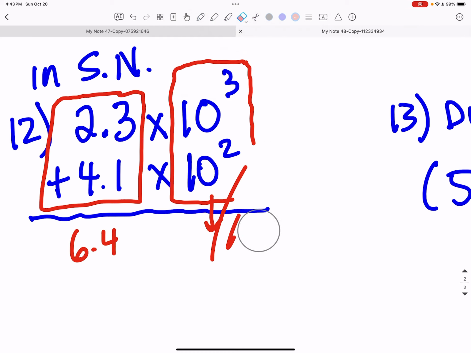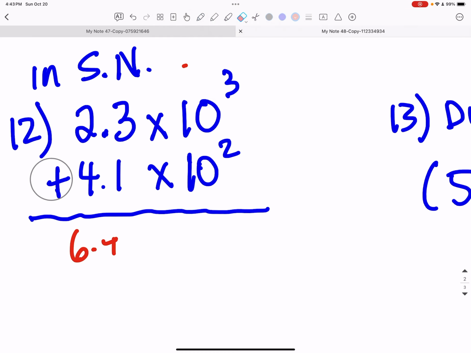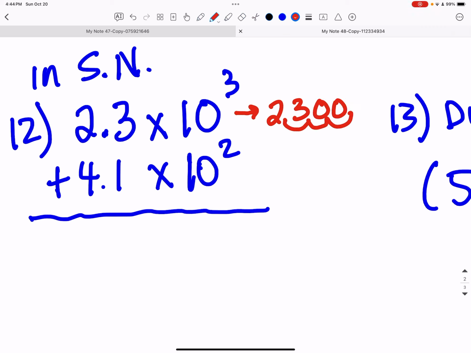I have to take the long cut. And the long cut means turn them into normal numbers. So 2.3 times 10 to the 3rd, I move the decimal over 1, 2, 3. This is 2,300. 4.1 times 10 to the 2nd means I move the decimal over twice. So 4.1, boom, boom. This is 410.